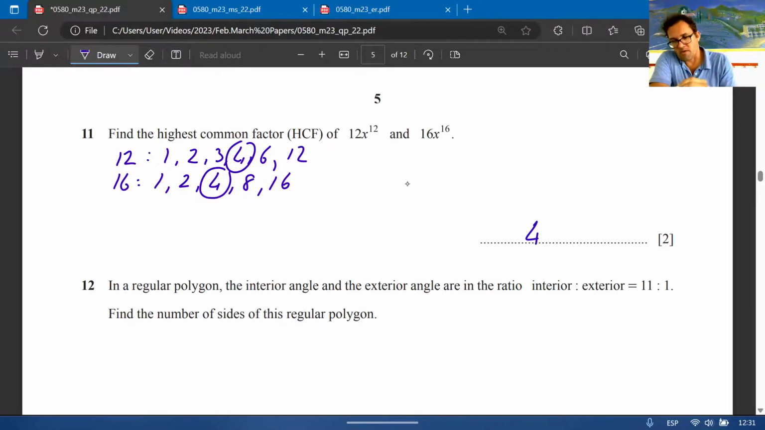What's the highest common factor of x to the power of 12 and x to the power of 16? What can we divide into those numbers? What can you divide into x to the power of 12? Well, you can divide x into it, because then you get x to the power of 11. You can divide x squared into it, you get x to the power of 10. You can divide x cubed. In fact, you can divide x to the power of 12 into x to the power of 12, you get 1.